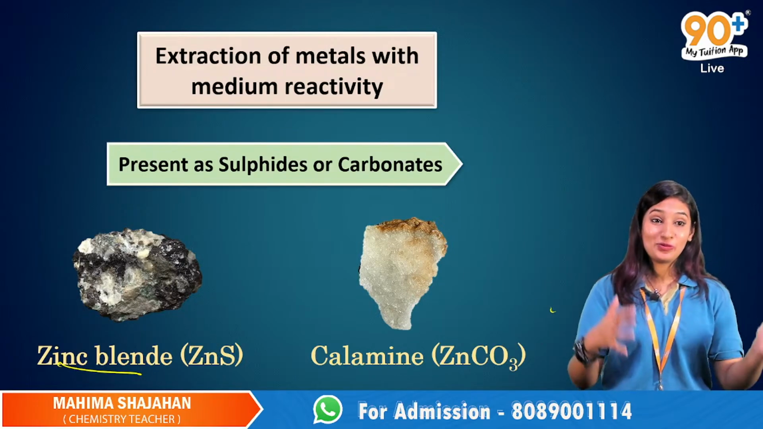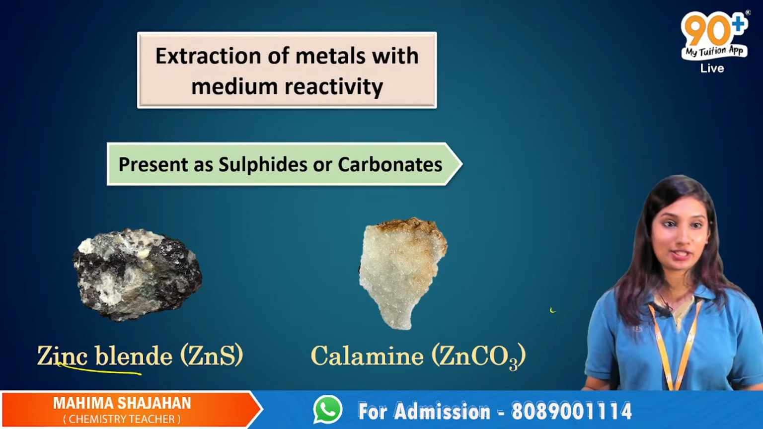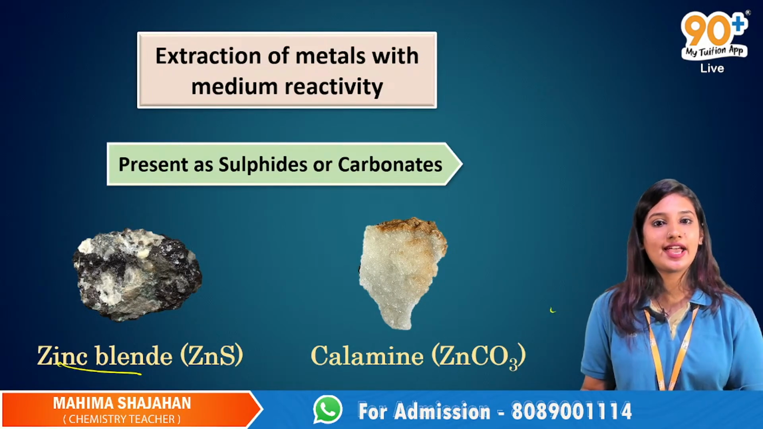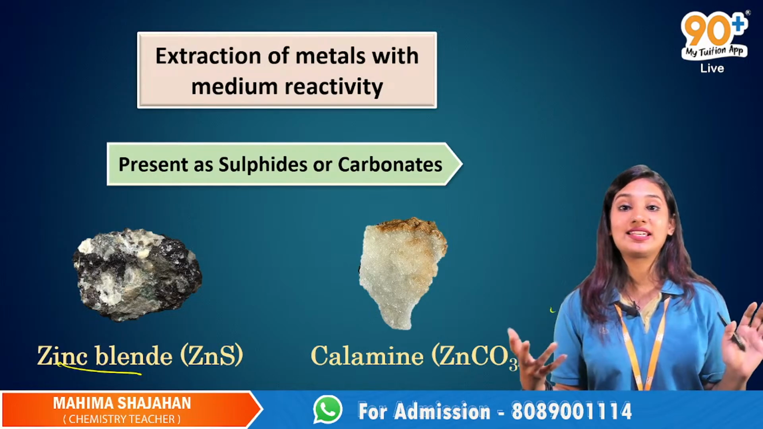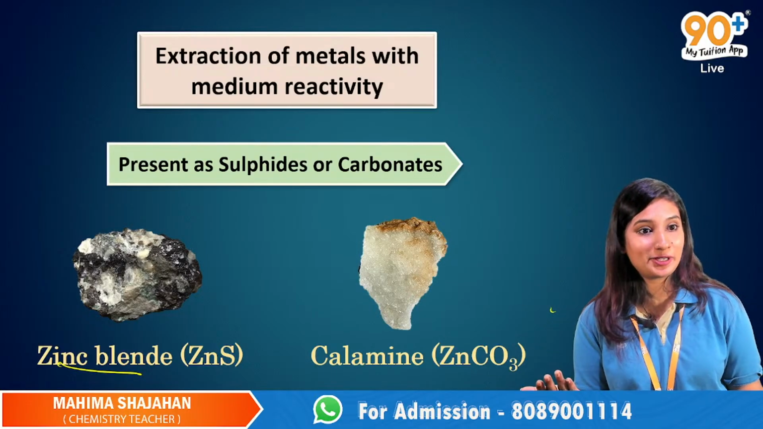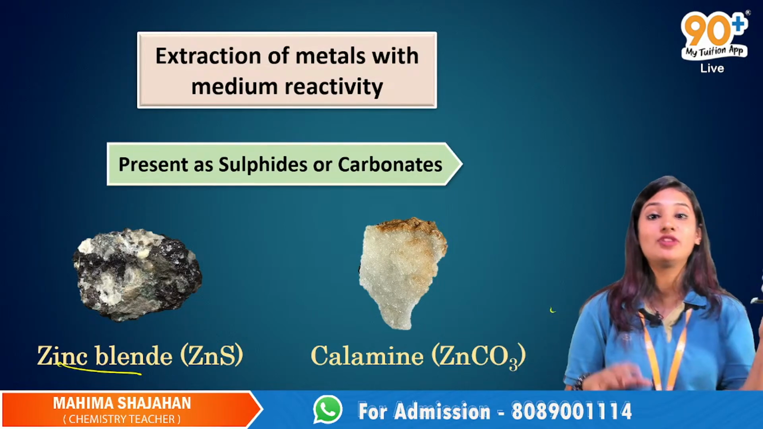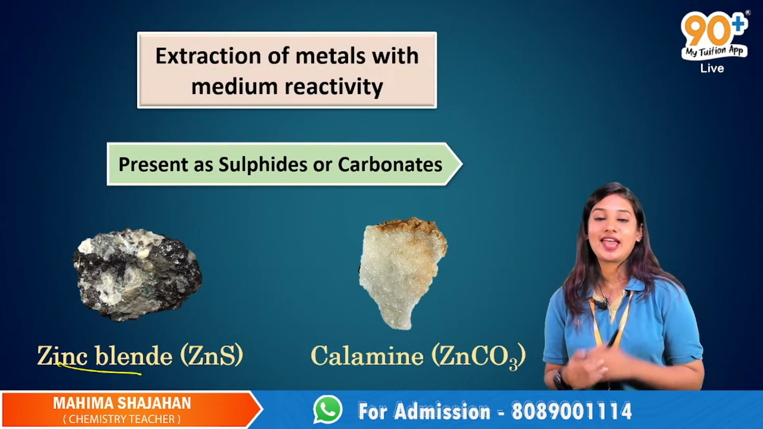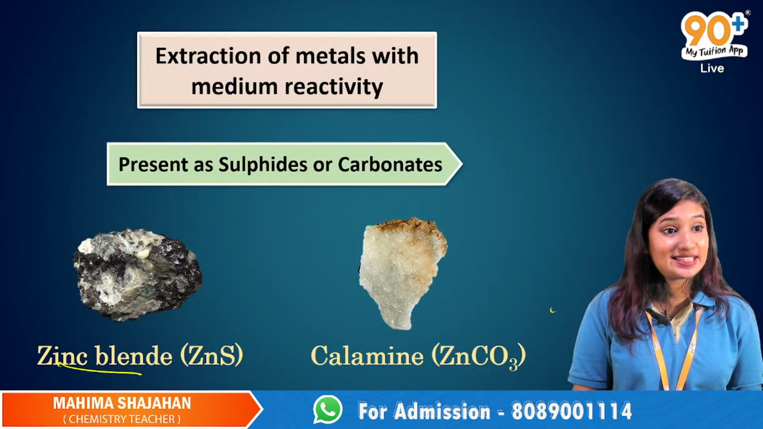Okay. Alright. So we were discussing about what? We were discussing about extraction of metals with medium reactivity. Anodizing we have already discussed in our previous classes. Medium reactive metals are all present either as their sulfides or as their carbonates. First we'll convert them into their oxides, and from that we'll conduct reduction, and from that the metal is extracted. Yes, the part with calcination and roasting.